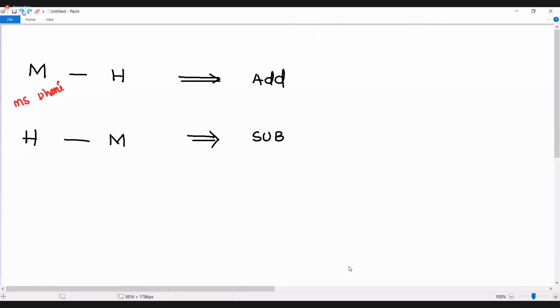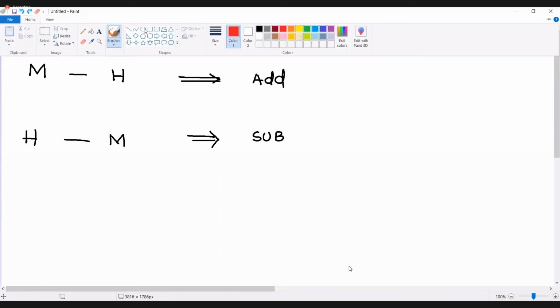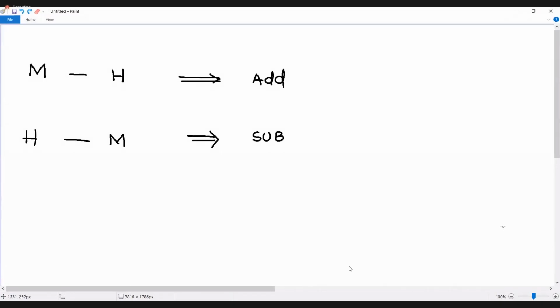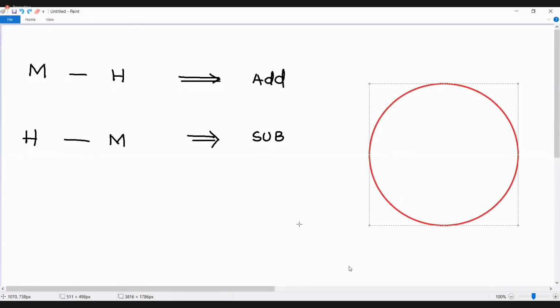Now you can take any question and use the same strategy. You will be able to get the answer. That means, for example, let me take a very simple question. For example, I have to find out the angle between minutes and hours.